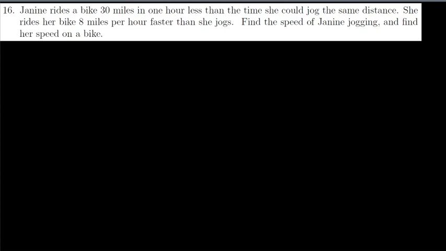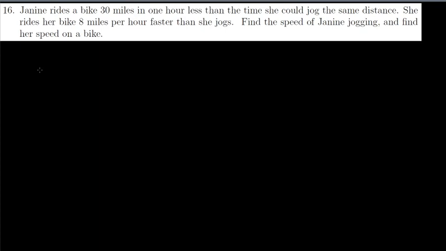All right, last word problem, number 16. Janine rides a bike 30 miles in 1 hour less than the time she could jog the same distance. So let's try to process that, right? She rides her bike 8 miles per hour faster than she jogs. Find the speed of Janine jogging and riding on the bike.